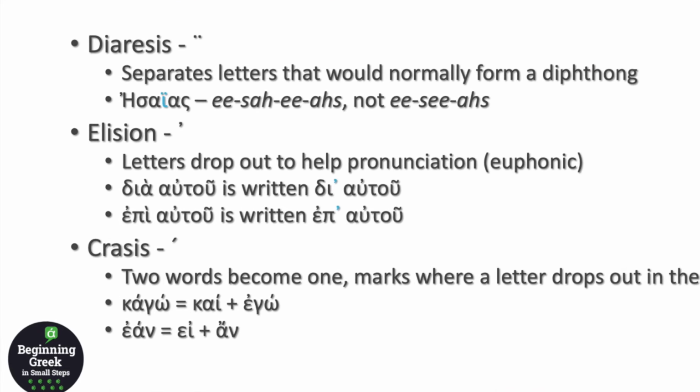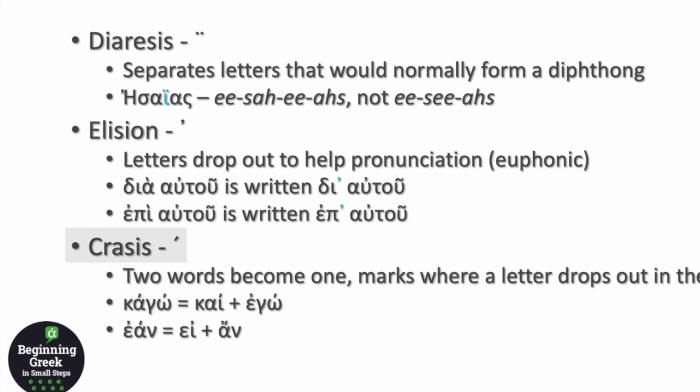And then finally we have a crasis marker. Now a crasis is two words that have been merged together to form one word. And when this happens, we typically find that one or more letters drop out. A classic example of this is cargo. Cargo is a crasis of ki plus ego. And when we put those words together, the iota in ki and the epsilon in ego drop away, and we leave this little marker at the top of them to indicate that there's a change that's taken place here.